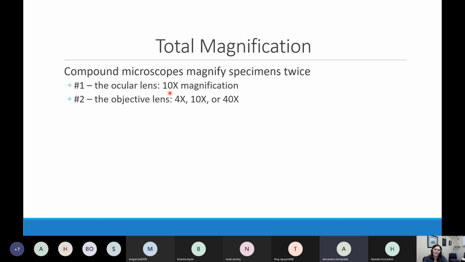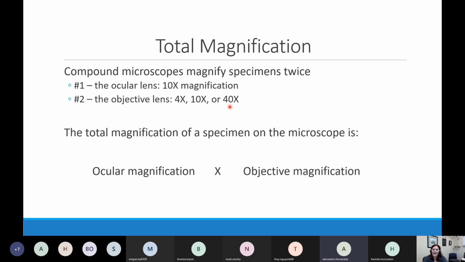But we're also magnifying with those objectives as well. And remember that the objectives each have a different power. So red makes things 4 times bigger, yellow makes things 10 times bigger, blue makes things 40 times bigger. If I want to know how much bigger what I'm seeing through my objective is compared to the size of that thing on my microscope slide, I have to do a little bit of math.